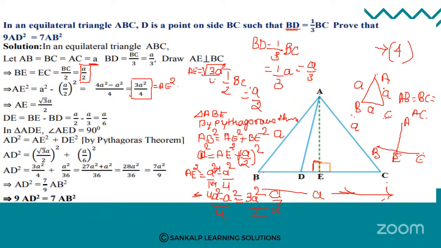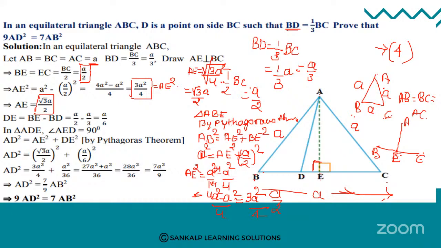3A square divided by 4, right? So root 3 is not a perfect square number, so write as it is. A square: the square root of A square is A. The square root of 4 is 2. Therefore, you will get root 3A divided by 2. This is the value of AE. How? The value of AE square is 3A square divided by 4, so the value of AE is root 3 into A divided by 2.